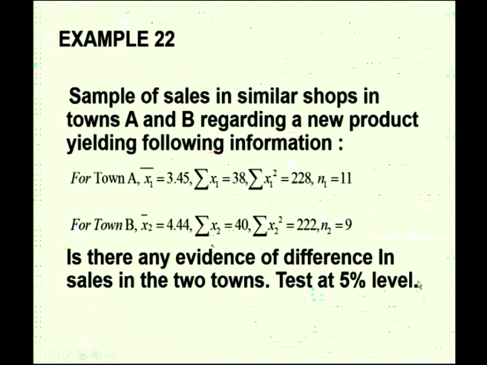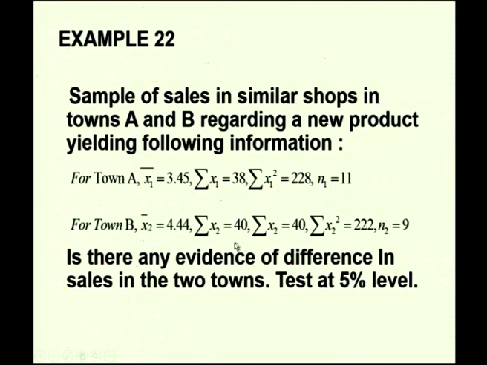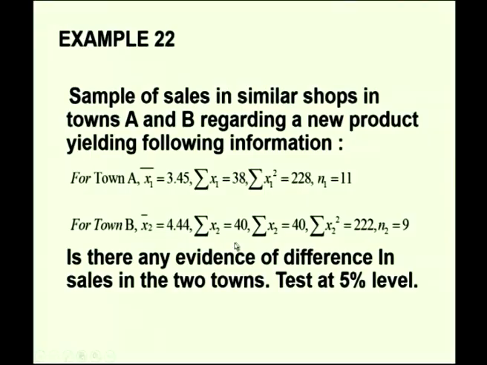Test at 5% level. Now, this problem is slightly different from the previous ones because here you are not given the summation x1 minus x1 bar, whereas you are given only the summation x1 square etc. From that we have to find out S1 and S2, so that we find out S and then we compute the calculated value of t.